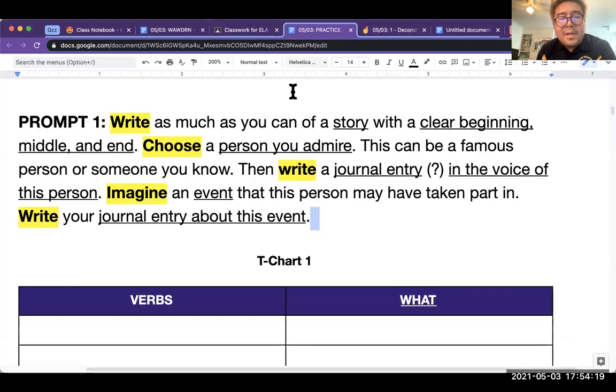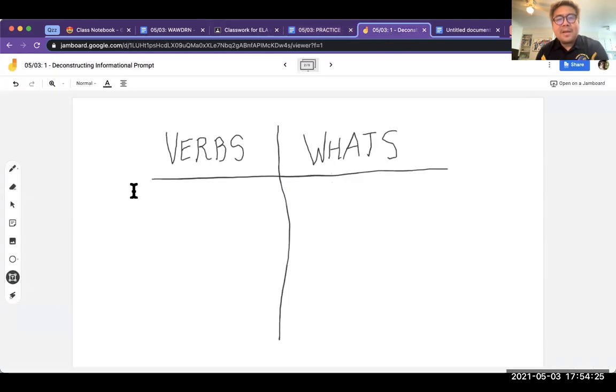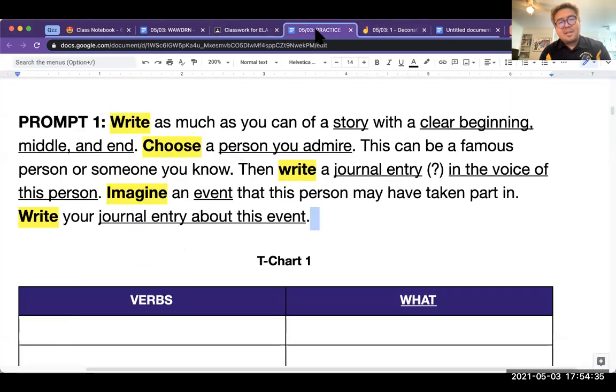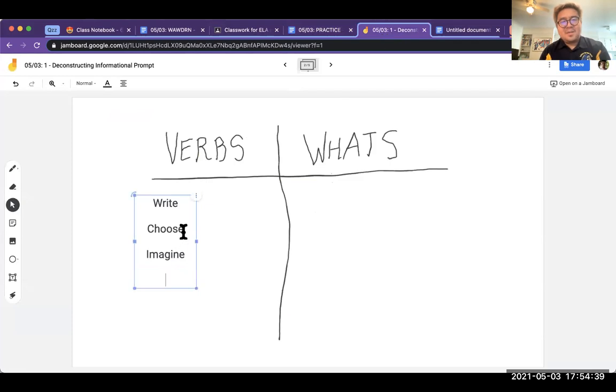Okay, so we have write, choose, write, imagine, write. Let's see if I can remember that. Write, choose, imagine. Oh, what was the other one? Write, choose, write, imagine, write. There we go. All right.